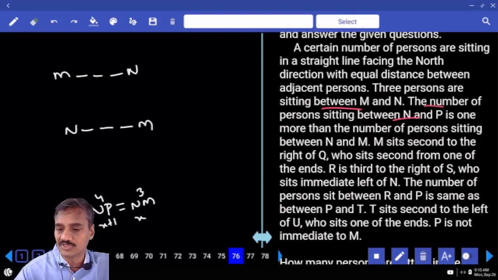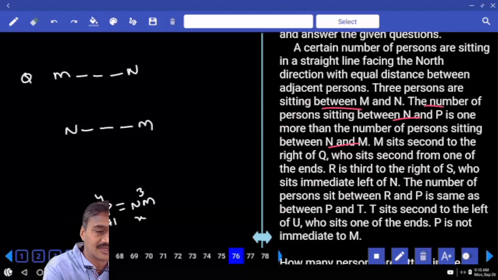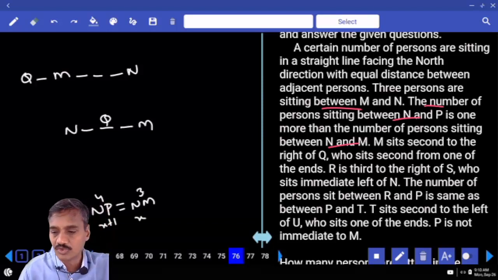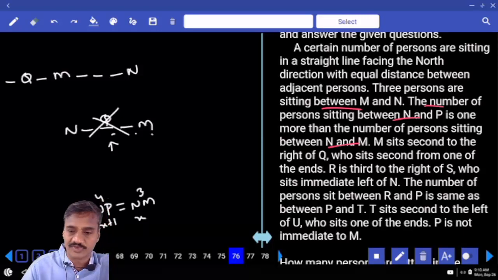And M sits second to the right of Q. M is seated second to the right of Q. And Q who sits second from one of the extreme. Now Q is second from one of the extreme. Second possibility is ruled out. Minimum third position from the left, and looking from the other side, third position from the right. Hence this is ruled out. Now we are left with only the first case.